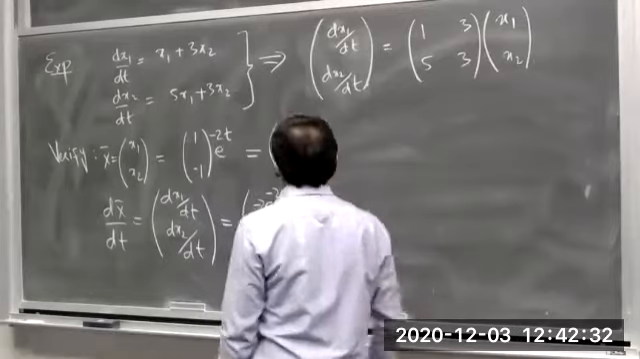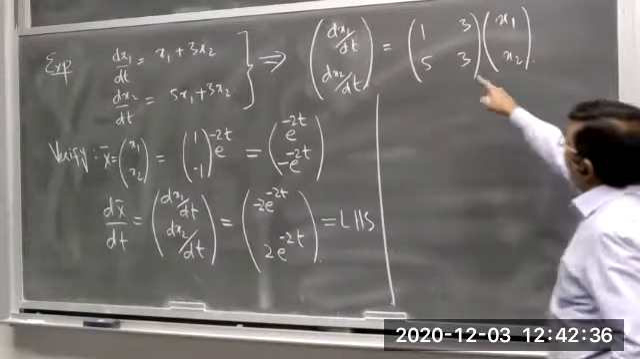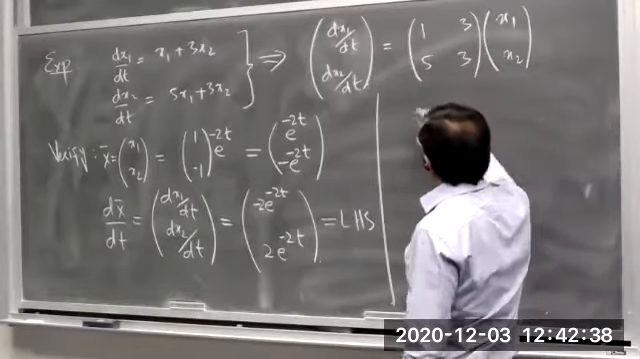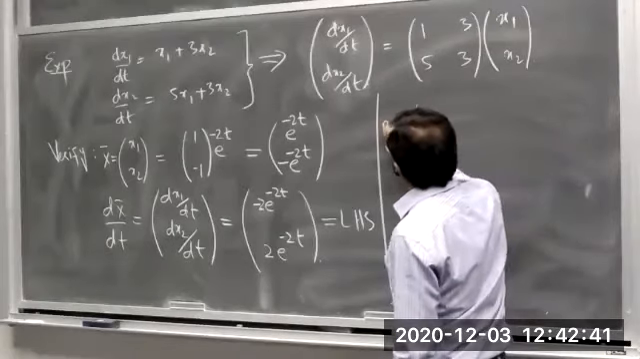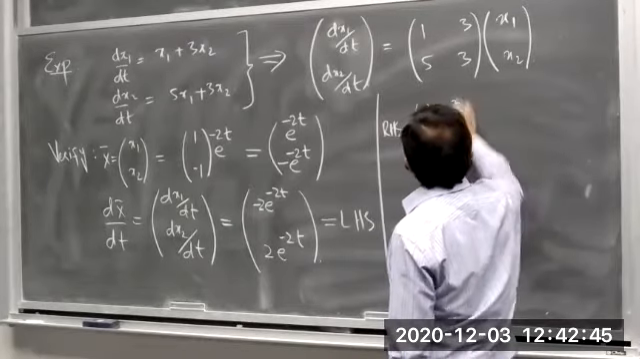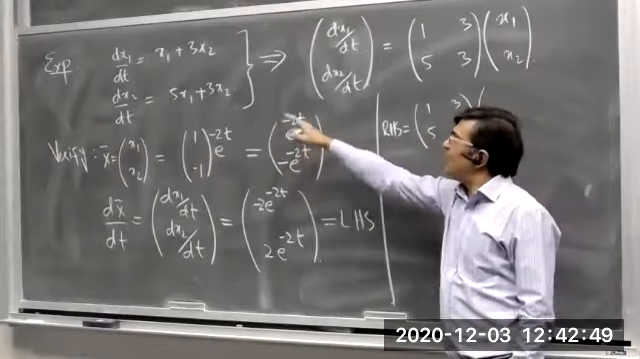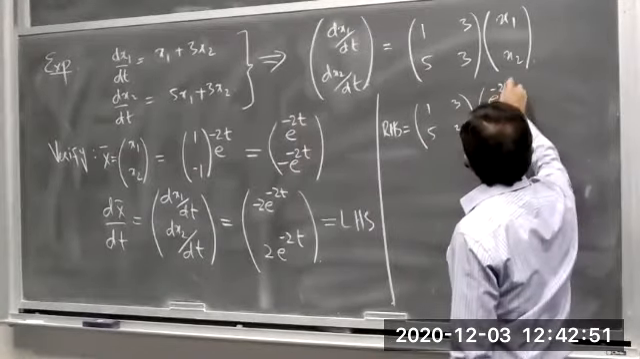Now let's try the right hand side. On the right hand side, you have the matrix (1, 3; 5, 3), and what are the values of x1? x1 is e^(-2t), and x2 is -e^(-2t).